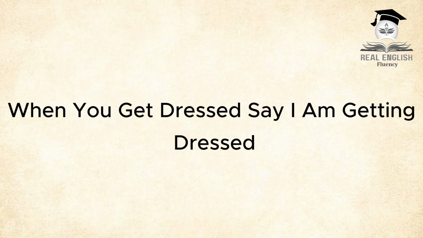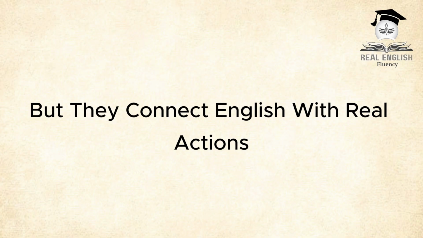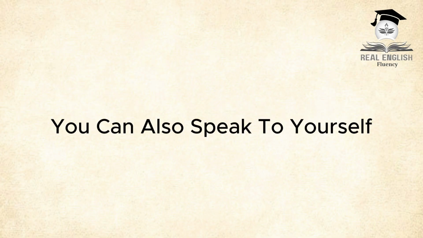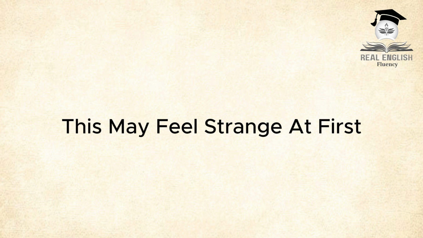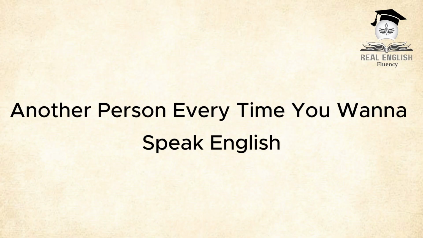When you get dressed, say, I am getting dressed. When you have breakfast, say, I am having breakfast. These sentences are simple, but they connect English with real actions. Your brain starts seeing English as part of your life. You can also speak to yourself. This may feel strange at first, but it is a very useful way to practice. You do not need another person every time you want to speak English.